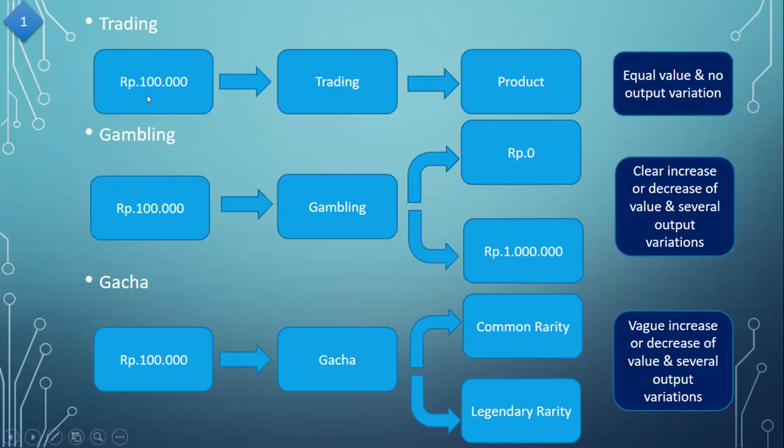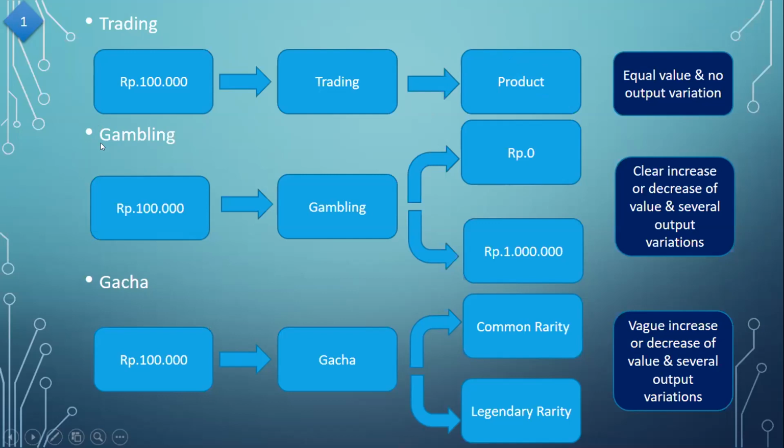As you can see here, I compared trading, gambling, and gacha. The way I compare is there's an input where the money comes in, there's the process, and there's the output. The three of them have the same input. In trading, you have 100,000 rupiah, you do the trade, and you get the product. If you want to buy milk, then you get the milk. There's no output variation, and usually equal value, though it may be affected by market changes.